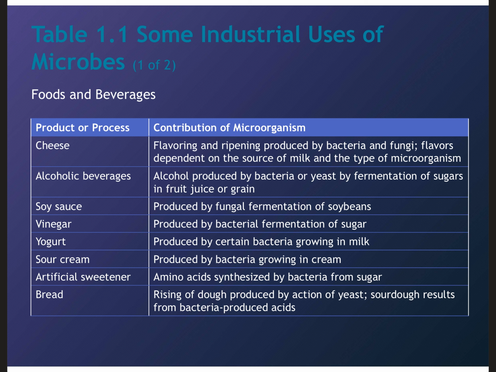Soy sauce, very tasty, right? Especially if you do this in the very traditional method. Very interesting to watch. Vinegar, yogurt, sour cream, artificial sweetener. So these amino acids are synthesized by bacteria from sugar. And then we essentially wash out the bacteria, purify it, put it in little packets, and then you eat it. And it tastes sweet. And then bread. I'm like Oprah. I love bread. Only a few of you get that.